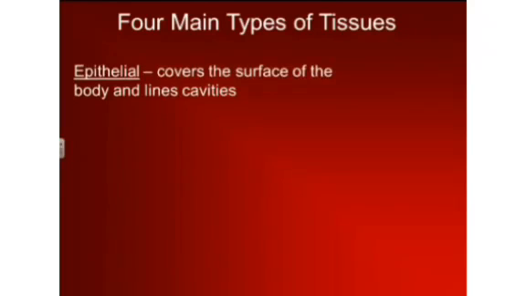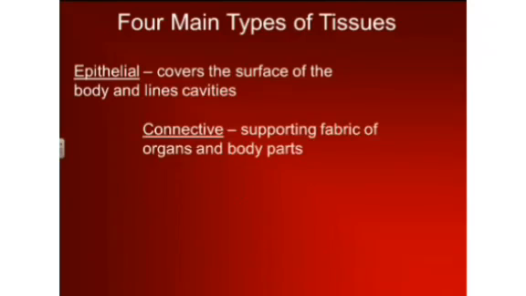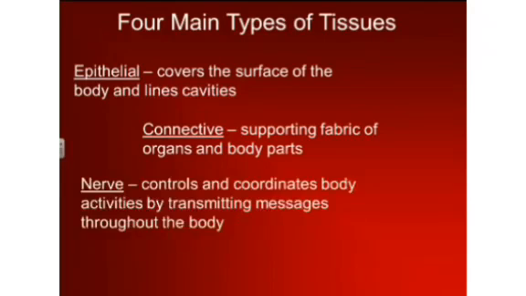Alright, we have 4 main types of tissue. The first one we're going to talk about is epithelial. They cover the surface of the body and line the cavities. Second one is connective tissue, supporting fabrics of the organs and body parts. So again, the fascia, tendons, ligaments, those kind of things. Next is nerve. So nerve tissue. These control and coordinate body activities by transmitting messages throughout the body.